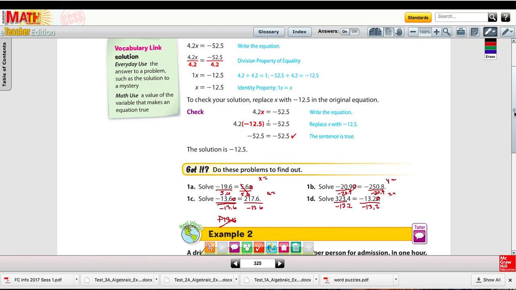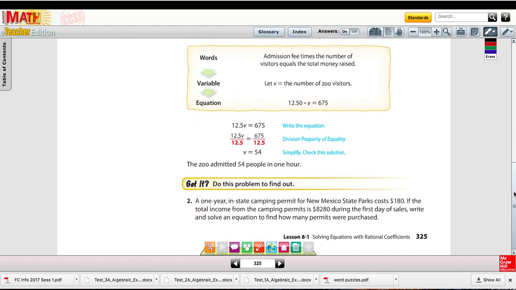Okay, let's go on down to example 2, where we have a story problem, and we're going to translate that into an equation. It says, a state camping permit for New Mexico State costs $180. If the total income from the camping permits is $82,080, write and solve an equation to find how many permits. There's our x value or our p value, or whatever variable you want to use. So we're going to say the number of permits, p, times $180 per permit is equal to the total, $8,280. If we divide both sides by 180, we are able to isolate the variable p and find out how many permits were sold. So we get a total of 46 permits.